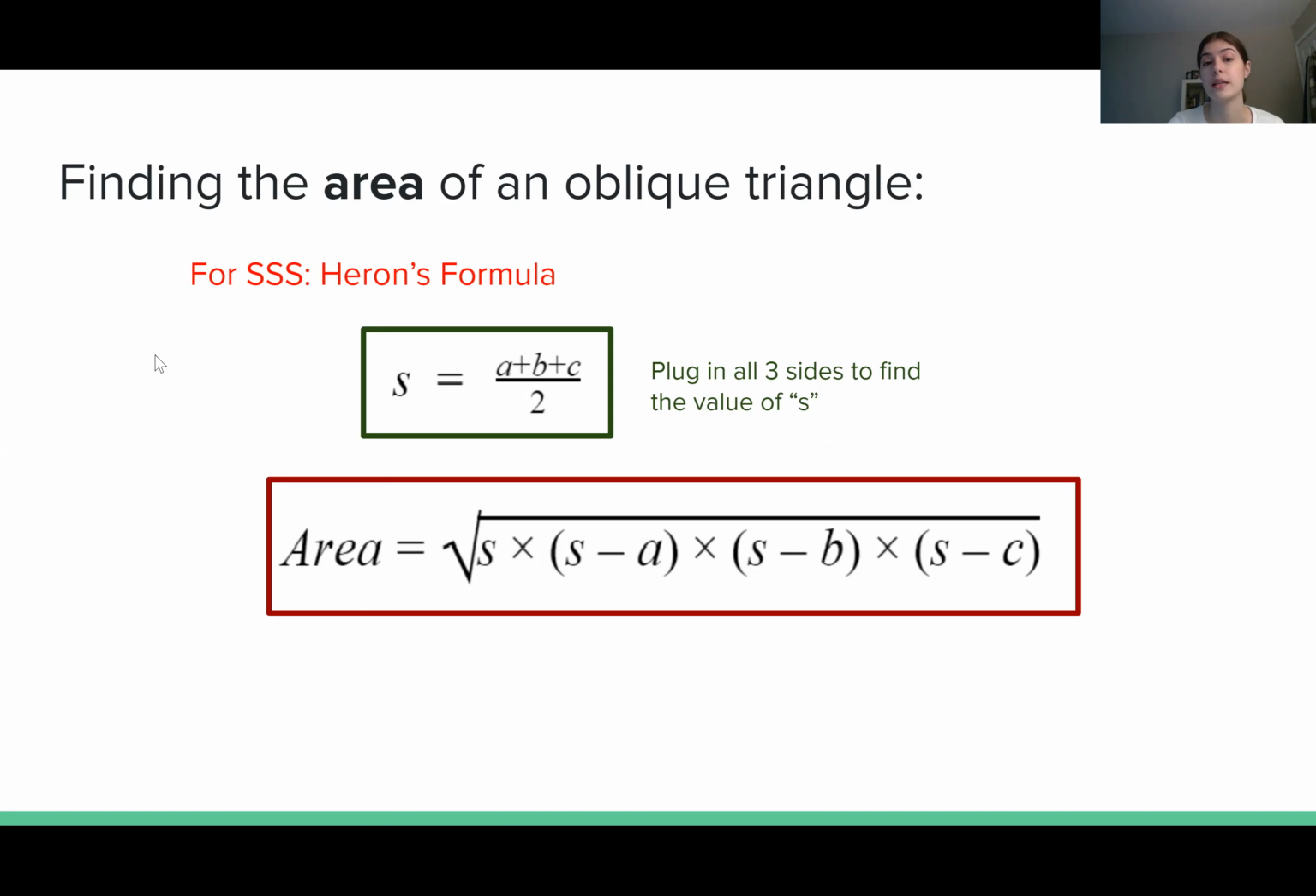So we take this number S that we calculated, and then we plug it in. We do S times S minus the length of one side, times S minus the length of the second side, times S minus the length of the third side. We multiply all of those together, and then we take the square root of all of that. Don't forget the square root. Once you take the square root, you'll find the area of your side, side, side oblique triangle.